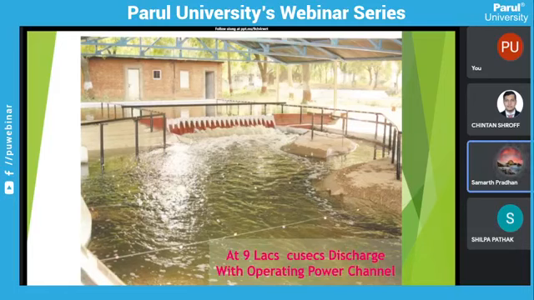See, this is the model run at 9 lakh cubic discharge with the power channel operating. The power channel is on that side. Water is coming from the turbines through this channel. When both sides' spillways are operated along with the power channel, what is the effect? Water is coming through this and also from the turbines. So at 9 lakh cubic discharge with this operating channel, what will be the effect on these banks? That is studied.